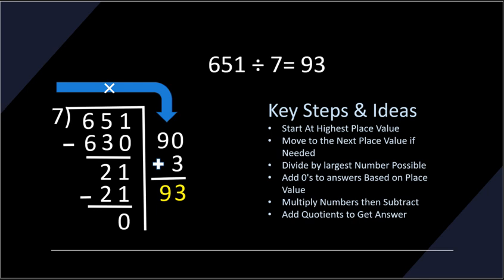This is how you do partial quotients, and what I do like about this is it does force the 1 to come down by accounting for place value. And you can see it's very similar to long division, except we are just adding our numbers on the side versus writing them on top.